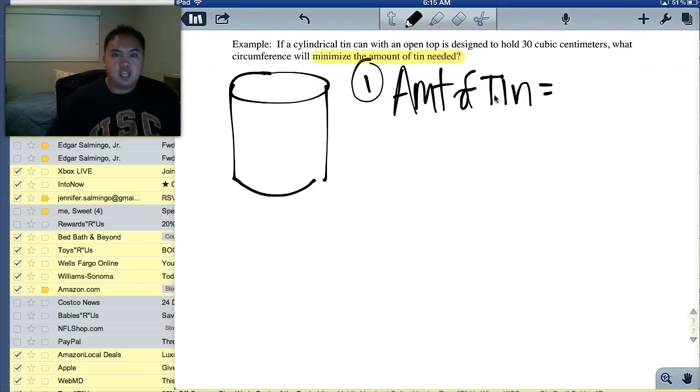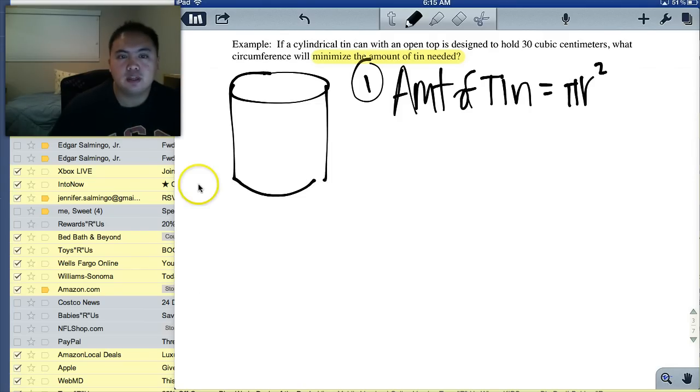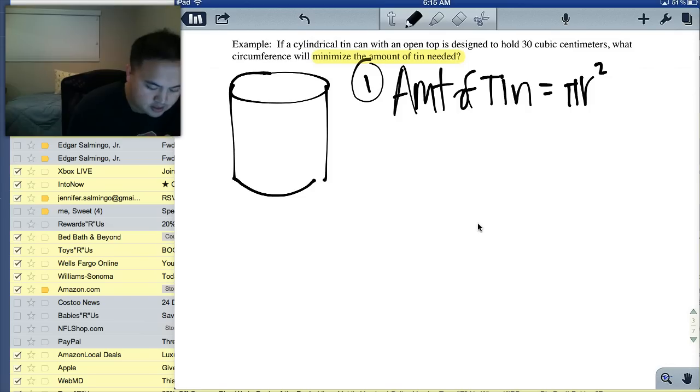And that amount of tin, first of all, there's an open top, but there's also a bottom. So the amount of tin just for the bottom is going to be the area of a circle, pi r squared. The tin I need for this part right here, where the label goes, if you don't know how to find this, it's actually the circumference of a circle times the height of this can. So the amount of tin I need is the circumference times height.